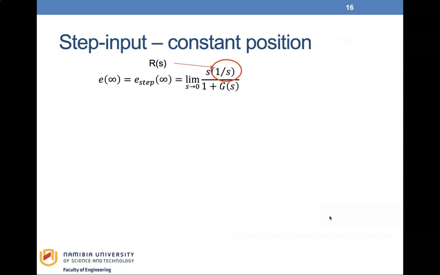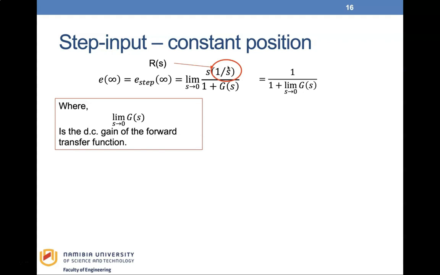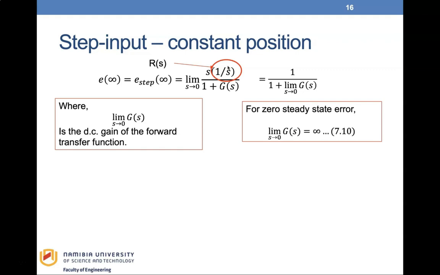Using equation 7.9 and substituting R(s) = 1/s, which is the unit step, and taking the limit as s tends to 0, we will have the expression 1 over 1 plus the limit as s tends to 0 of G(s), where the term limit as s tends to 0 of G(s) is referred to as the DC gain of the system. In order to have a zero steady state error, the limit as s tends to 0 of G(s) must be equal to infinity, making the denominator very large, and hence the error signal will tend to 0.